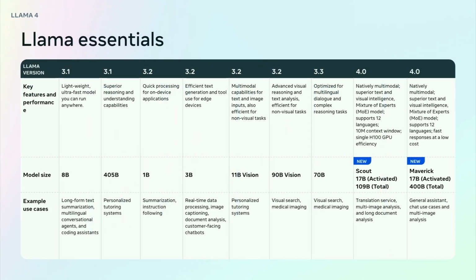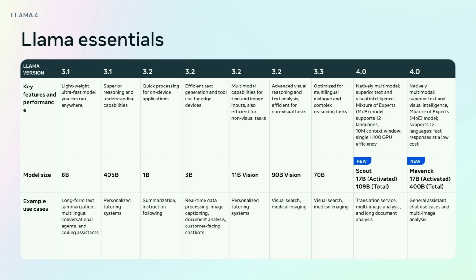This slide shows the different features and performance of the different Llama models we have. We have a lightweight, ultra-fast model, then the reasoning models, the model which can understand text and multimedia in a better way. And there are also models which are 1B, 3B, which are on-device models if you want to use something on-device and have the privacy and other aspects preserved.